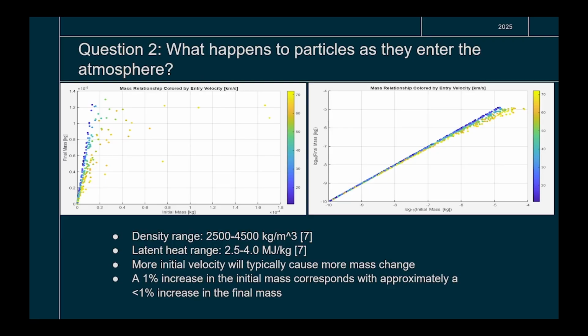These are two graphs. Both are from a Monte Carlo simulation. The left graph is final mass versus initial mass, and the right graph is a linearized version by taking the log base 10 of both final mass and initial mass.